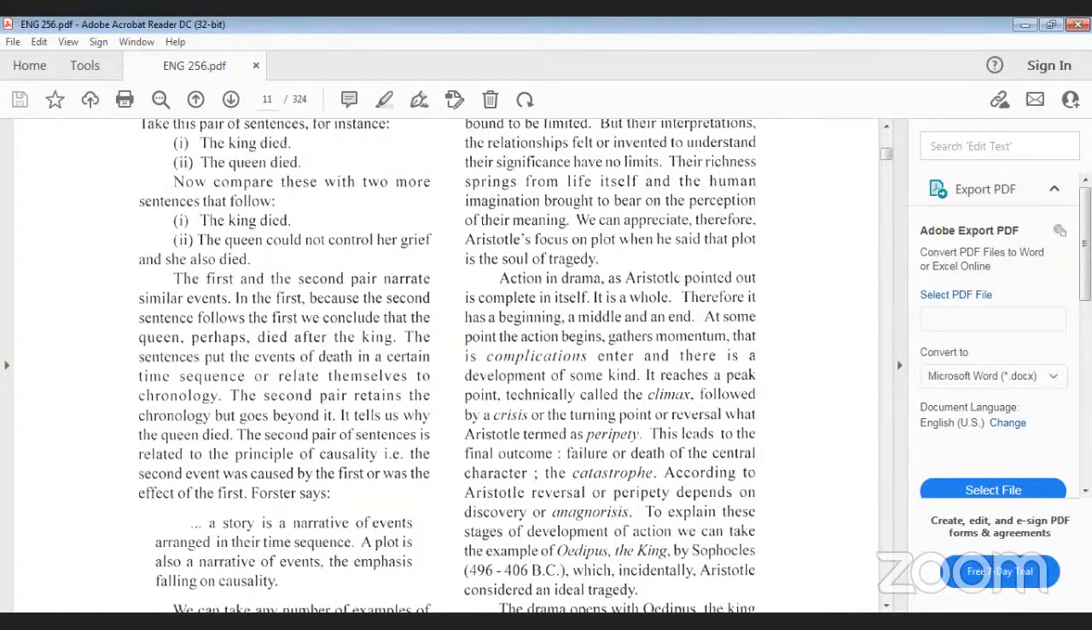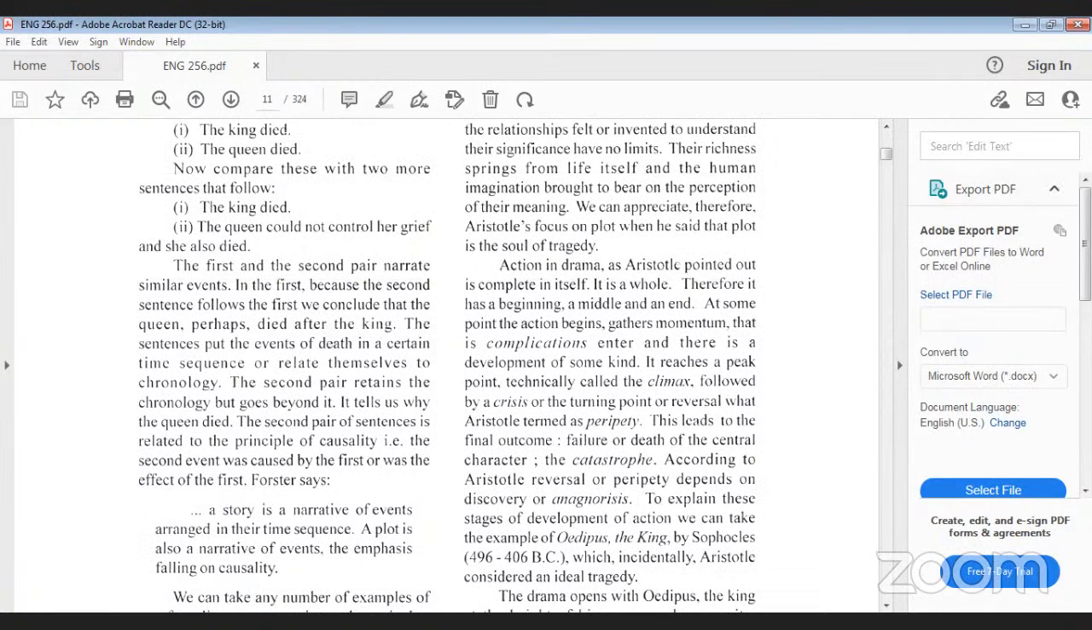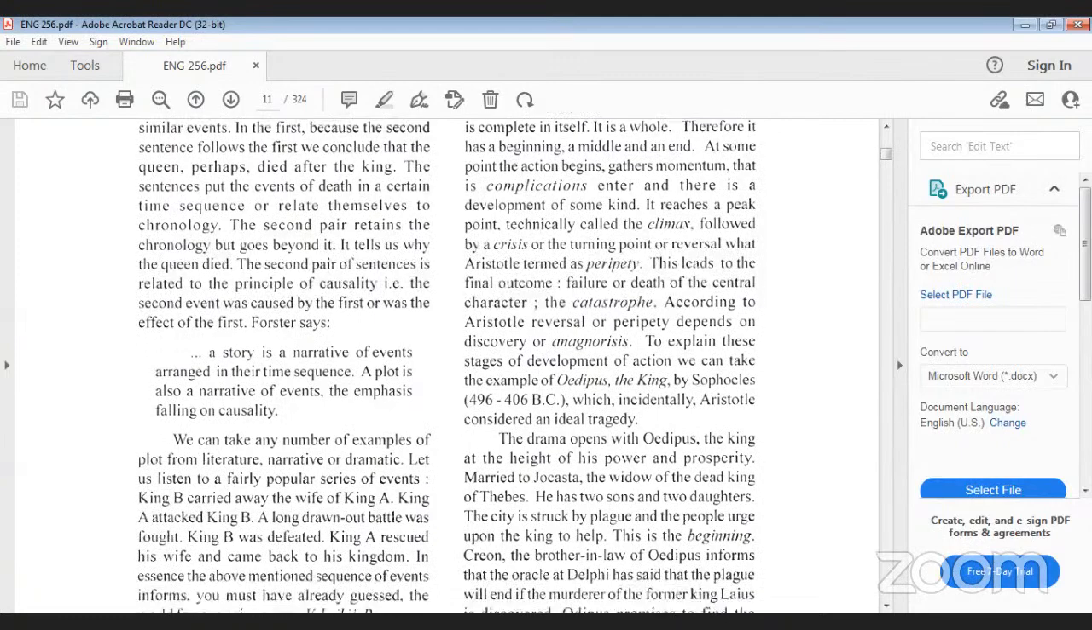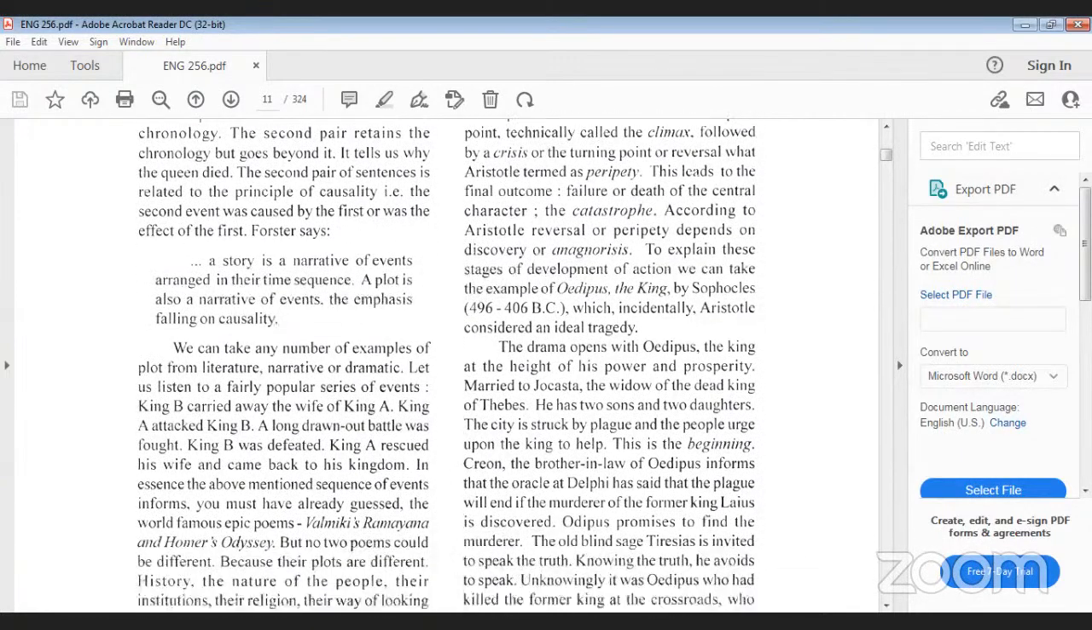To explain these stages of development of action, we can take the example of Oedipus the King by Sophocles, 496 to 406 BC, which incidentally Aristotle considered an ideal tragedy. The drama opens with Oedipus, the king, at the height of his power and prosperity, married to Jocasta, the widow of the dead king of Thebes. He has two sons and two daughters. The city is struck by plague and the people urge the king to help. This is the beginning.